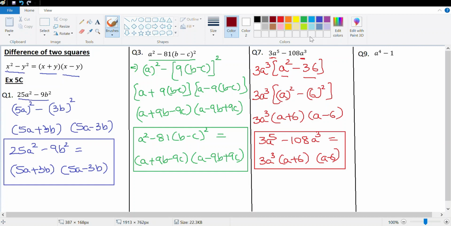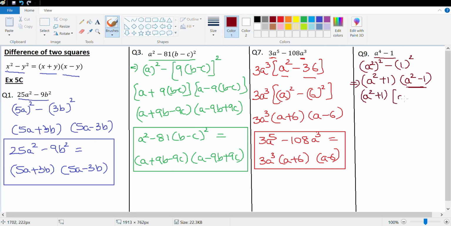The next question that we have is a to the power 4 minus 1. So the first term can be written as (a square) whole square and 1 is obviously 1 square. So this is now in the form x square minus y square. So this would be (x plus y) multiplied with (x minus y). In this case, x was a square. I notice this again is of the form x square minus y square. So we will leave the first term as is and the second term is nothing but a whole square minus 1 whole square. This again can be factorized.